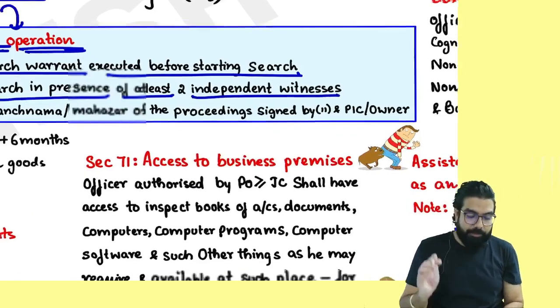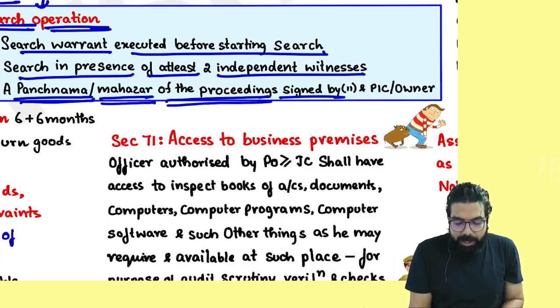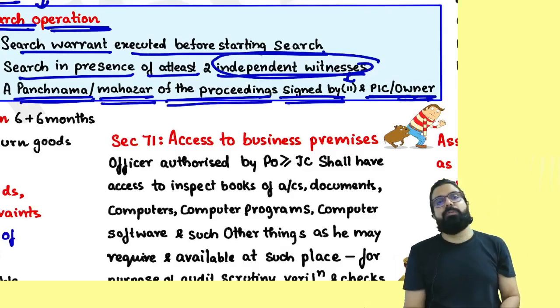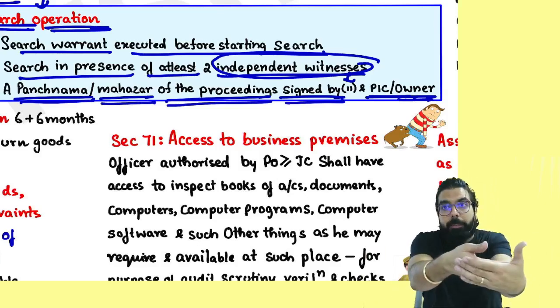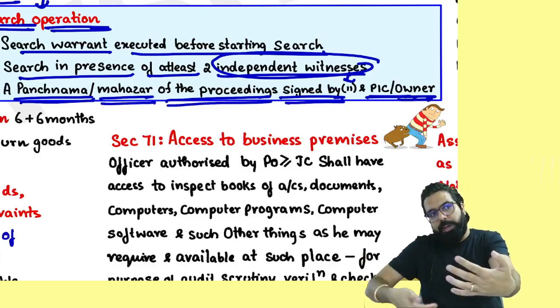Can we go ahead, everyone? Next, a panchnama or mahazar of the proceeding signed by the witnesses, that is, the independent witnesses or the person in charge or the owner. After the search is over, for whatever goods they are taking, they should prepare one panchnama. Panchnama or mahazar means nothing but how did we do the proceeding?